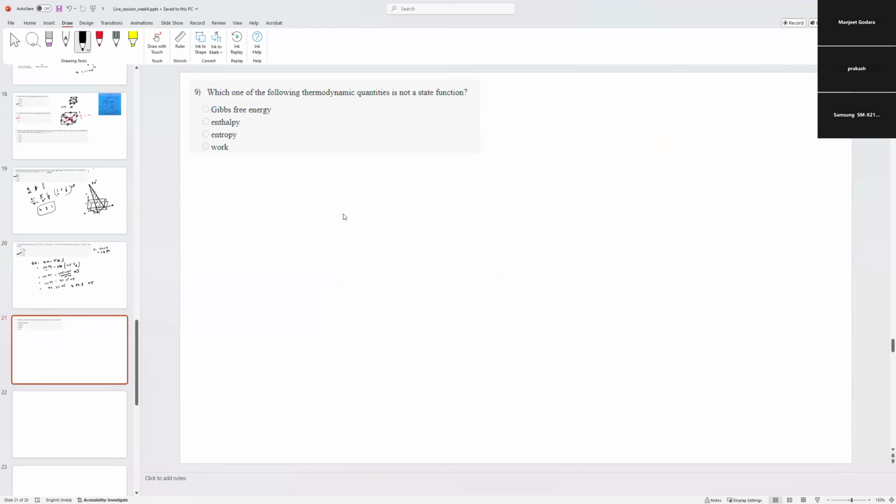Another thermodynamic question: which of the following thermodynamic properties is not a state function? So state functions are properties which do not depend on the path taken, and entropy is dependent on path, enthalpy is also dependent on path, and since these two are dependent on path, means free energy is again dependent on path.